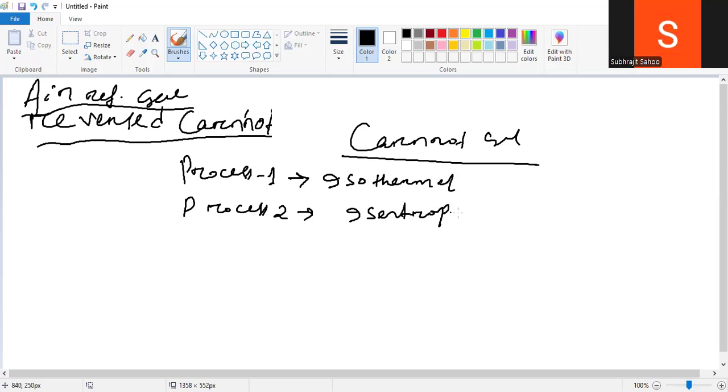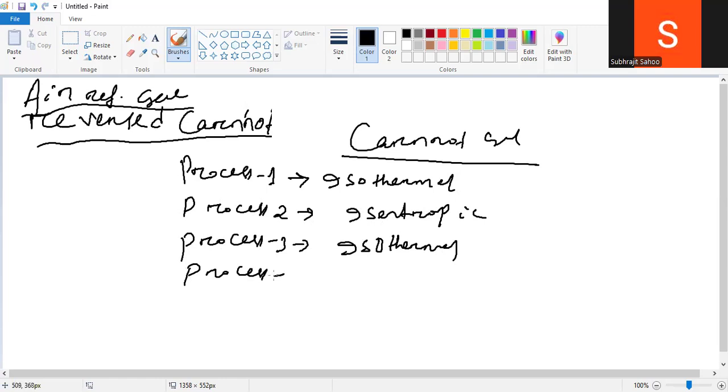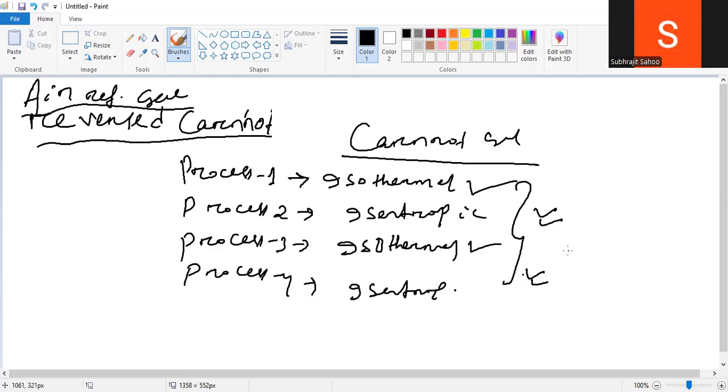That's why I'm telling you the basics of thermodynamics are required. Isentropic process. Process three, again an isothermal process. And process four, again isentropic. So he used four processes in total. Out of these four processes, two are isothermal and two are isentropic.